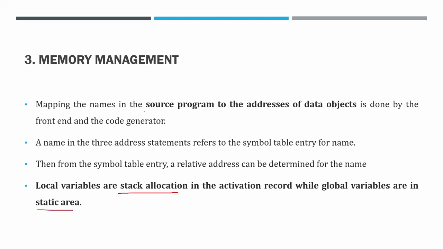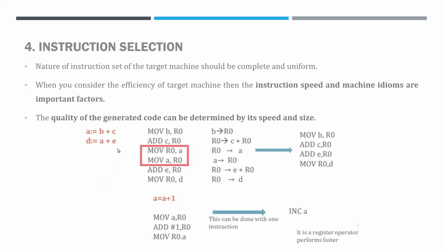Local variables get stack allocation in the activation record, while the global variables are in the static area. So in memory, we will have a cache, a static memory location, and similarly the heap and the stack also, right? All your local variables will be present in the stack location, which we call an activation record, whereas our global variables will be part of the static area.